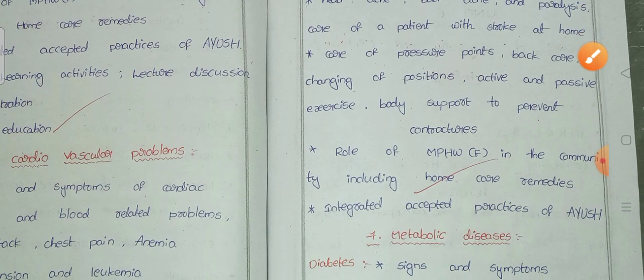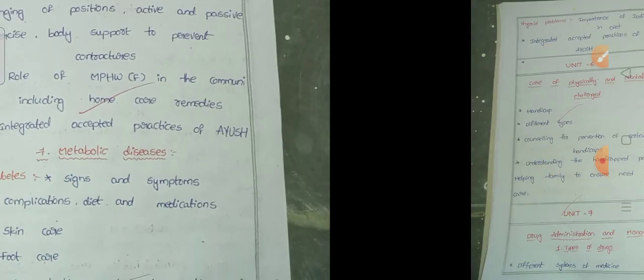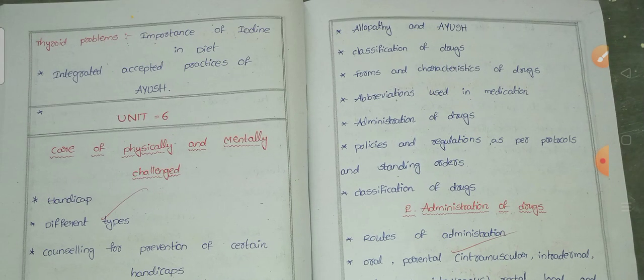Next, coming to the seventh partition, metabolic diseases: signs and symptoms, complications, diet, skin care, foot care, urine testing, and administration of insulin injections. In this they may ask urine testing or administration of insulin injections. Last year, before our batch, they asked administration of insulin injections. Signs and symptoms of diabetes. Next, thyroid problems and the importance of iodine in diet.